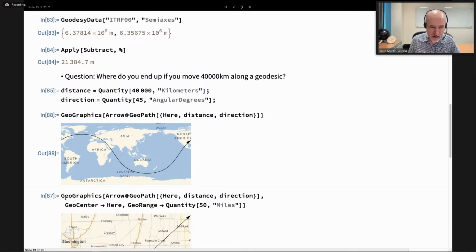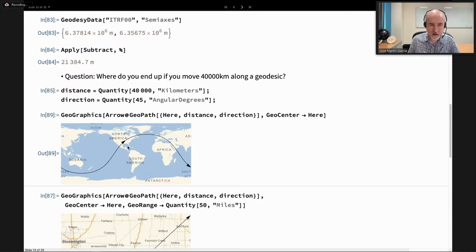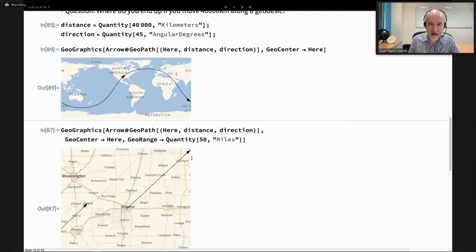We can now say that we want to center this map at my location, meaning my longitude, right? So you see, that's the trajectory we are following. And now by adding this georange, we center around our location and with a radius of just 50 miles. And we see how the end of this trajectory moves to the west, and it's, I don't know, about 30 miles or so from here.